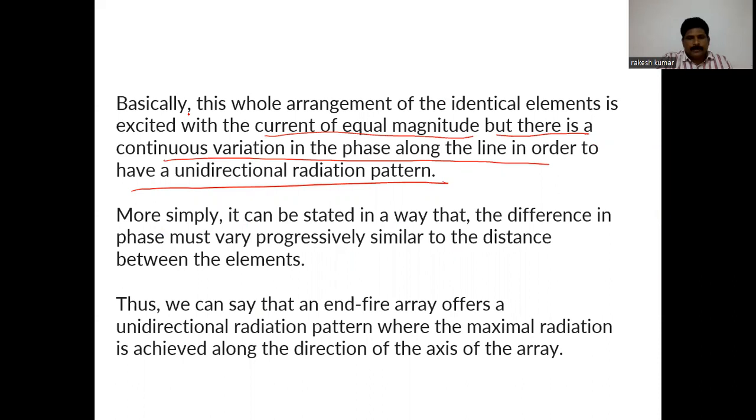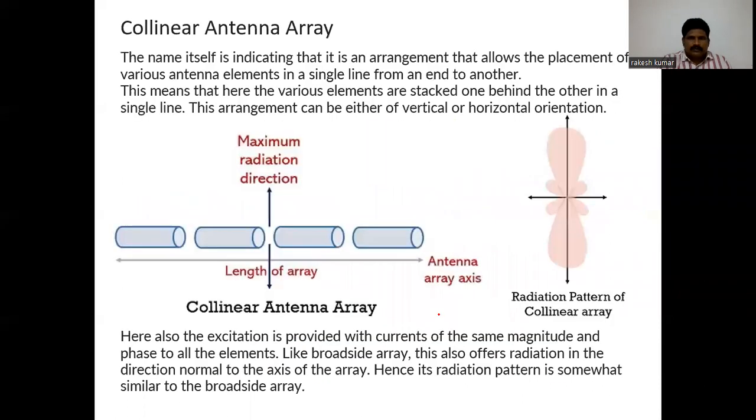Okay, but in the end fire array, they are fed with a progressive phase shift. The phase shift is different. So thus you can achieve an end fire array, which offers a unidirectional radiation pattern when the maximum radiation is achieved along the axis of array. Okay, so now we'll discuss the third one.